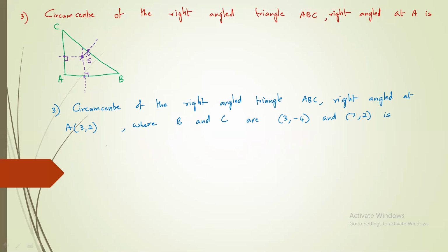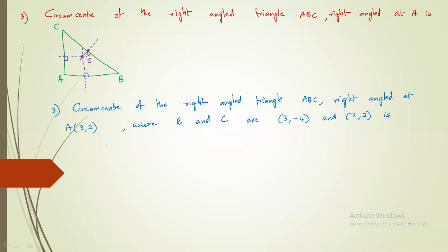Let us go to question number 3. In this, the circumcenter of a right angle triangle ABC, right angled at A, is given.